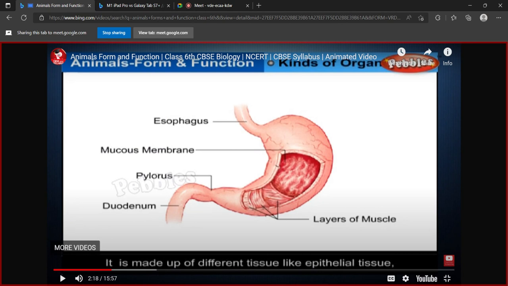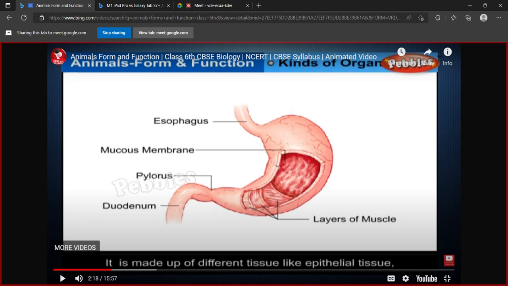Now in the stomach also there are layers of muscles. There are different layers of muscles in the stomach, as well as a mucous membrane. Now what is meant by a mucous membrane? A mucous membrane is just a protection. Sometimes we will eat very hard things like nuts. Suppose we are eating cashews, almonds, walnuts, they are very hard. So it's to protect the stomach.